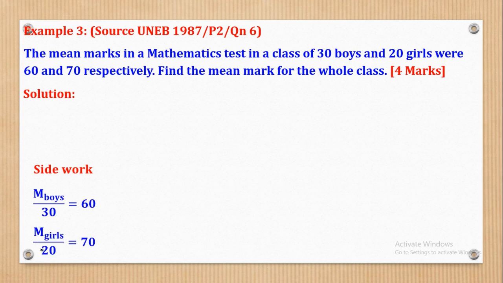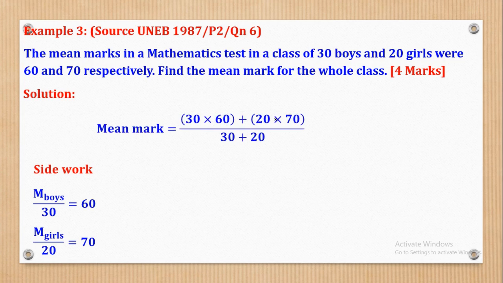Total mark for all the girls over the 20, which is 20 girls, will be equal to the mean, which is 70. Therefore, the total mark for girls will be 20 times 70. Now, when they want the mean for the whole class, it means that we get the total mark for all the boys and girls over the number of all the boys and girls. So, total mark for all the boys is 30 times 60, as we saw here. Total mark for girls will be 20 times 70, as we saw here. Then over the total number of boys and girls, so total number of boys is 30 and the number of girls is 20, so we shall add the two together, total number of boys and girls in the whole class.